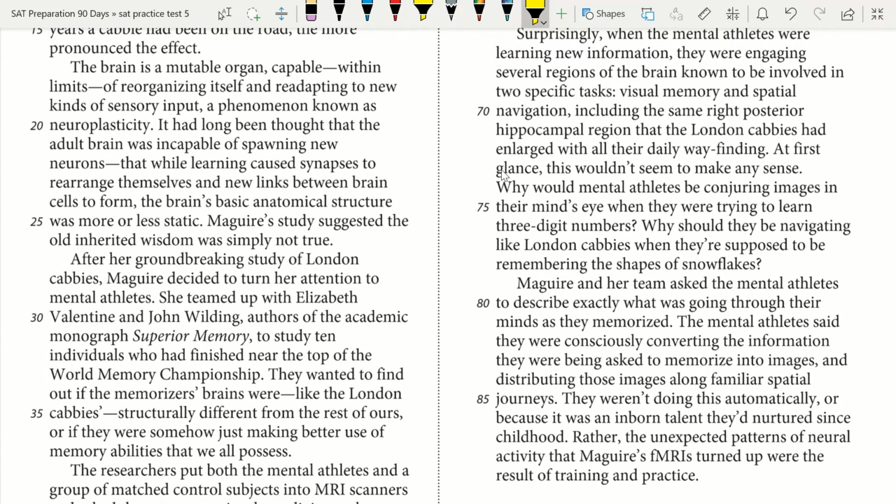The brain is a mutable organ, capable within limits of reorganizing itself and readapting to new kinds of sensory input, a phenomenon known as neuroplasticity. It had long been thought that the adult brain was incapable of spawning new neurons, that while learning caused synapses to rearrange themselves and new links to form between brain cells, the brain's basic anatomical structure was more or less static. Maguire's study suggested the old inherent wisdom was simply not true.